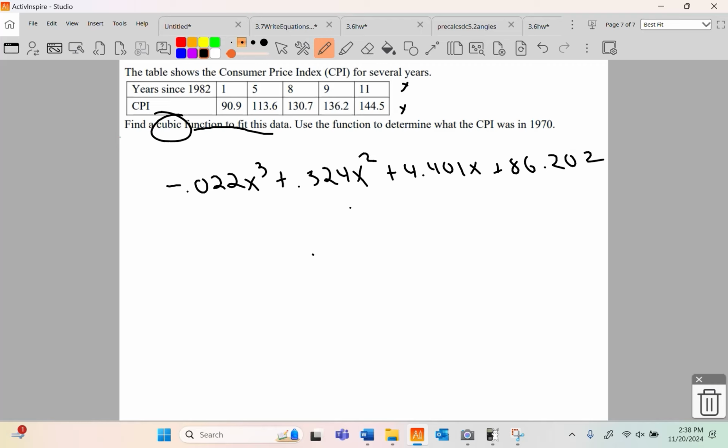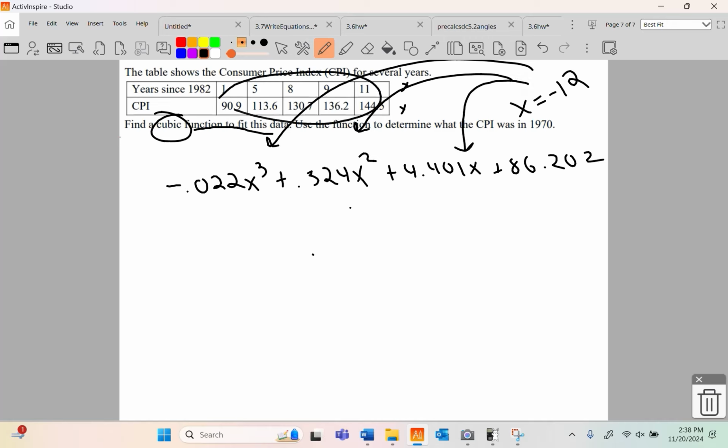The question is, figure out what the CPI was in 1970. Now it says that the X values are the years since 82. So what's 1970 compared to 1982? That's right, this is negative 12. So now that you figured out the time, what do you do with it? Plug it in. I will say that you should not do this. This is only valid for these years.